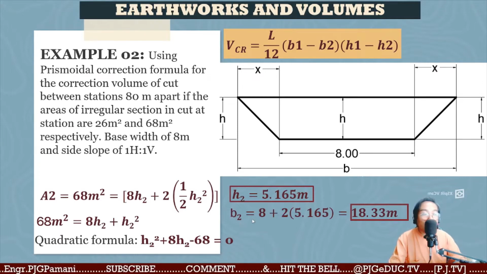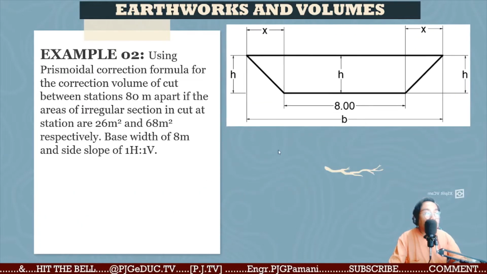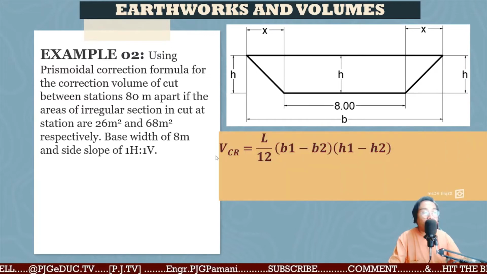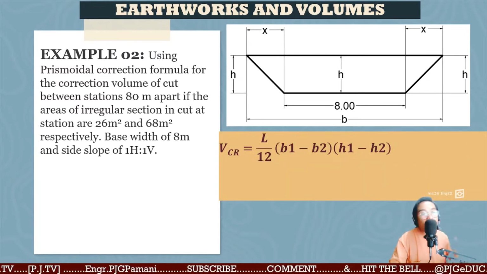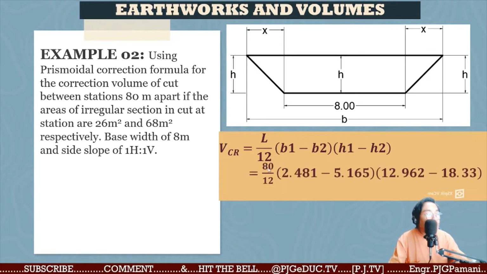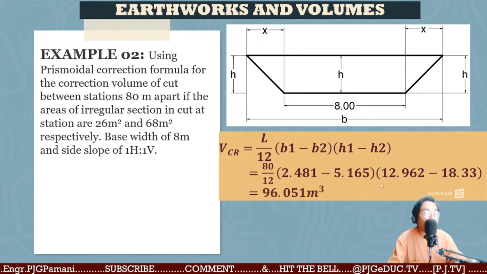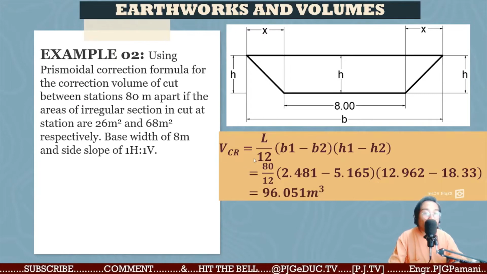Same for B2: 8 plus 2 times 5.165, B2 of 18.33. Substitute that into your general formula for the volume correction, L over 12, times (H1 minus H2) times (B1 minus B2). The total length is 80 meters, divided by 12, times (2.481 minus 5.165) times (12.962 minus 18.33), gives us the volume correction needed.